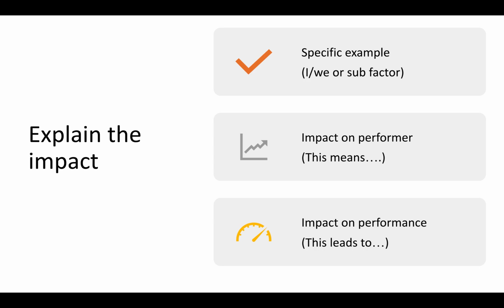At National 5 PE, you'll be asked to explain the impact that these sub-factors have on performance, and to do this, we're going to use the three-step process. We're going to start off by giving a specific and detailed example, and we should use language here like I or we, or even start by using the sub-factor.